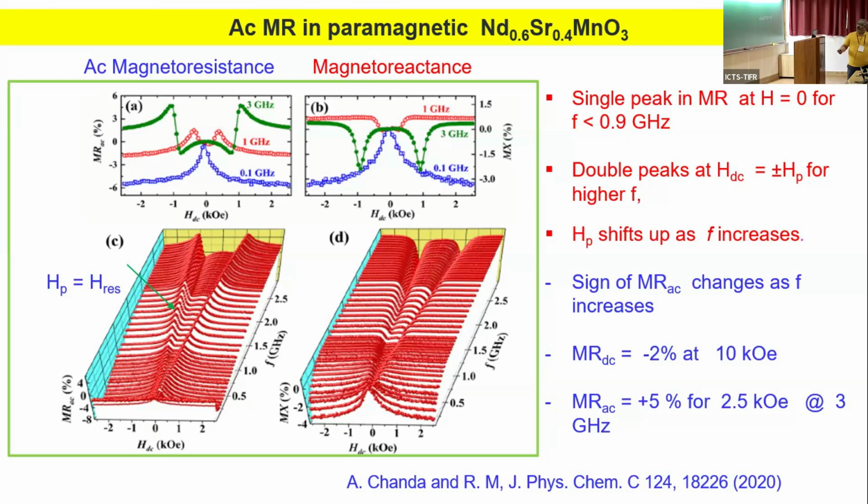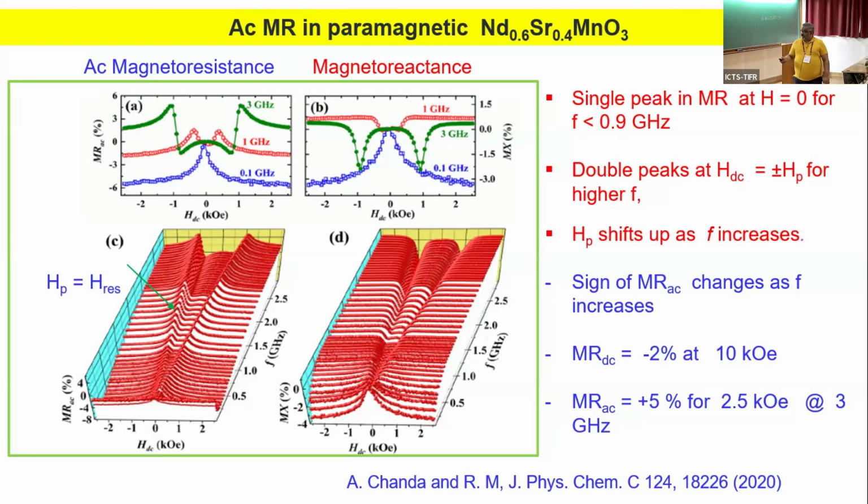Okay, and the reactance shows a corresponding change. Whenever there's a sudden increase in the resistance, the reactance shows a dip. Okay, so what is this reactance? So that's what we will see. So the point here is that we could get a magnetoresistance of 2% at 1 Tesla with a DC current, but we can get about 5% in a field of 2.5 kilohertz. Already in the paramagnetic state itself, the magnetoresistance is larger than the DC resistance.